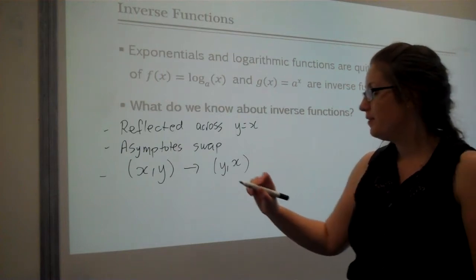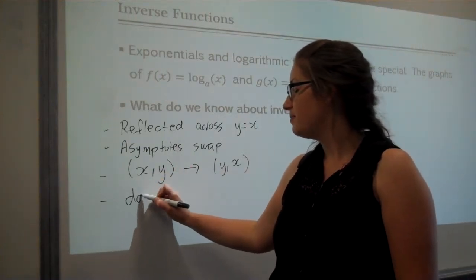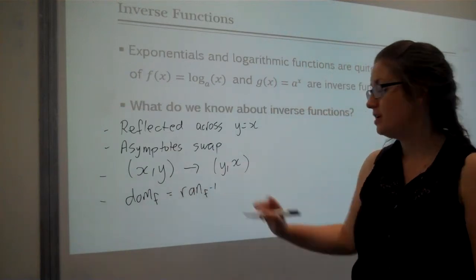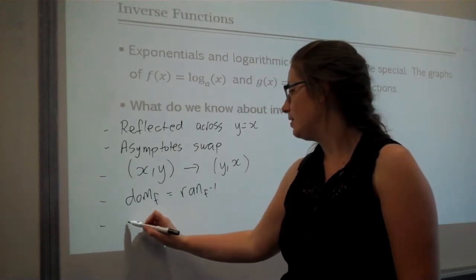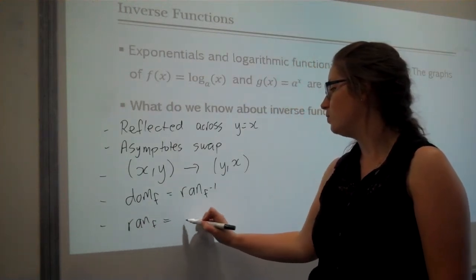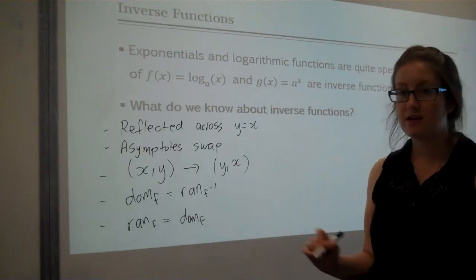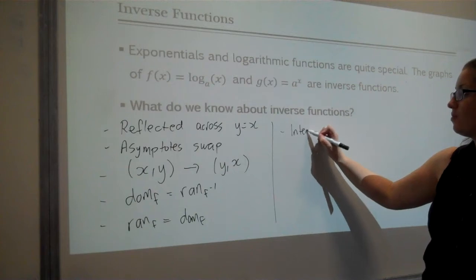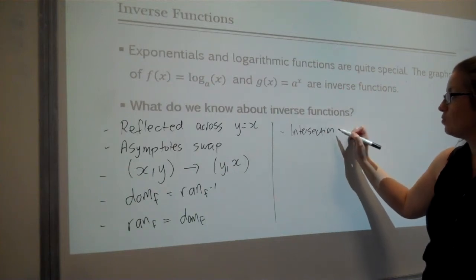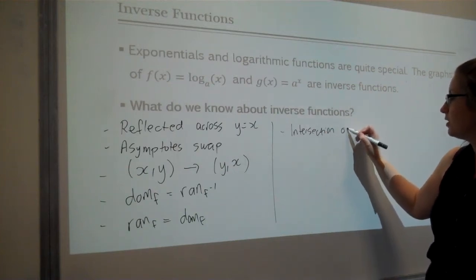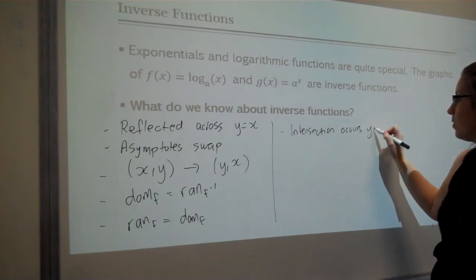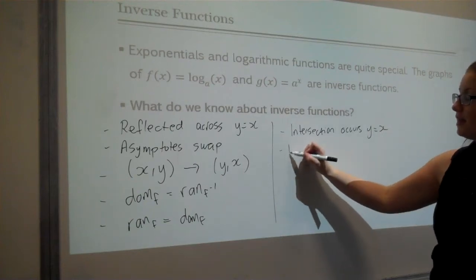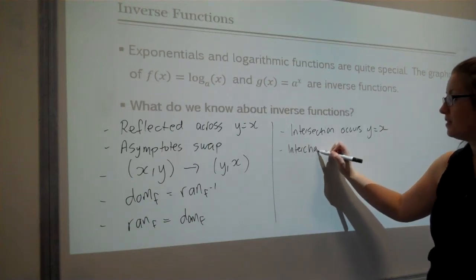We also know that the domain and range swap. So the domain of the original f is equal to the range of the inverse, and similarly the range of the original is equal to the domain of the inverse. Other things we know: if there is a point of intersection, at least one of those points of intersection occurs on the line y equals x. We also know that to work it out we need to interchange x and y.